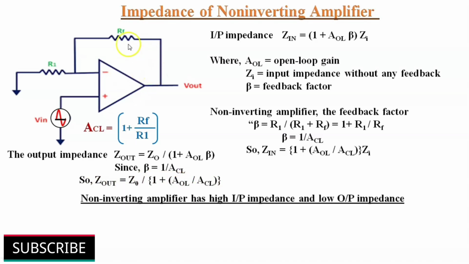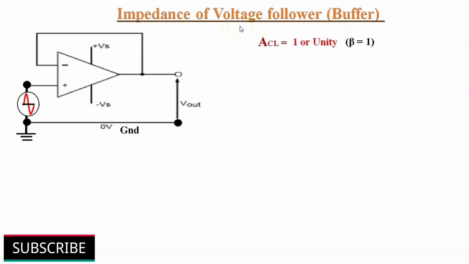So negative feedback in non-inverting amplifier has greatly increased the input impedance and at the same time decreased the output impedance. The increased input impedance is an advantage because the amplifier will now present less of a load to its source circuit. The decreased output impedance is also a benefit because the amplifier will be better suited to drive low impedance loads. Let's observe the impedance of voltage follower or buffer.